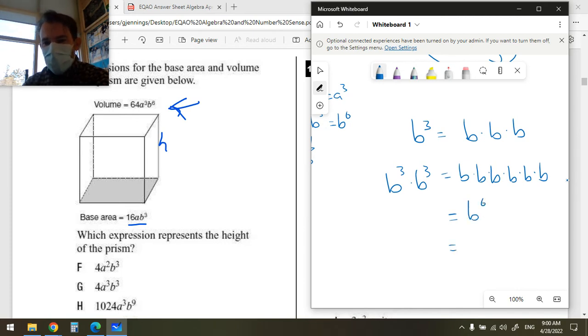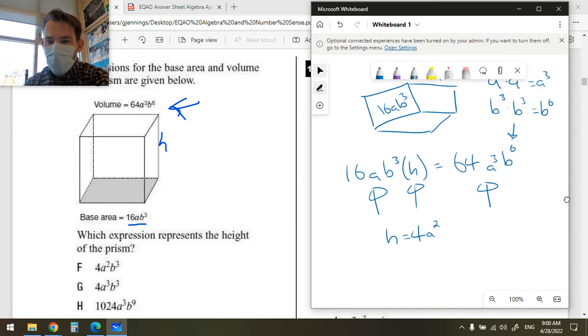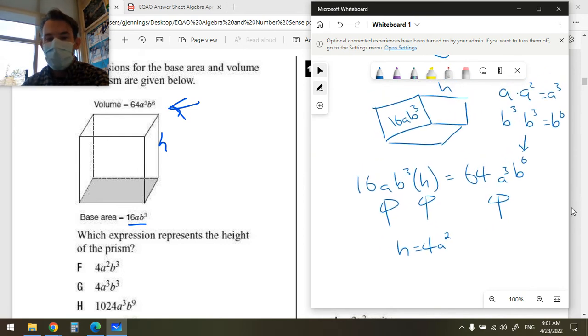So this would be b to the 6. The key is we add the exponents. The rule is when multiplying powers of the same base, you add the exponents together to get 3 plus 3 equals 6. But here, we're asked to know this rule so well on the EQAO test that we could do it in reverse.